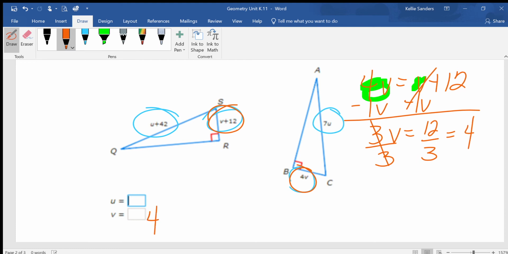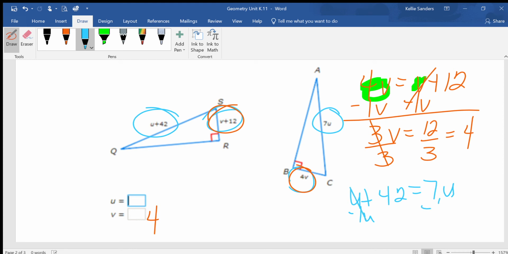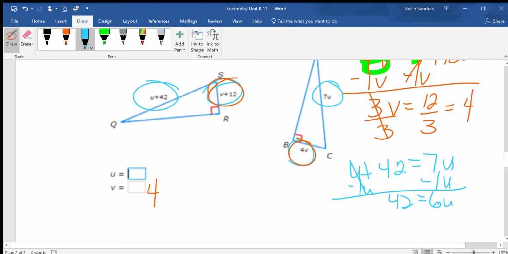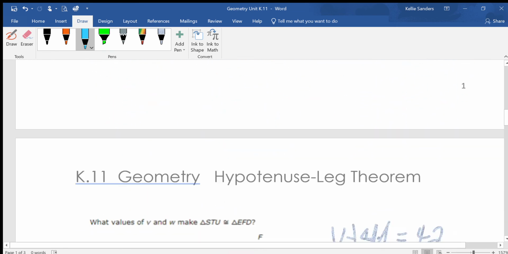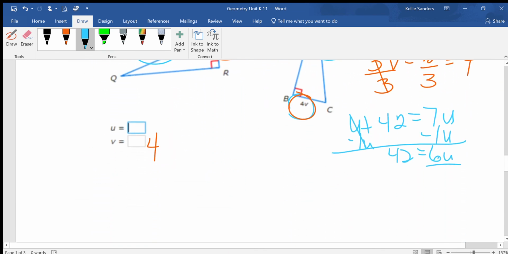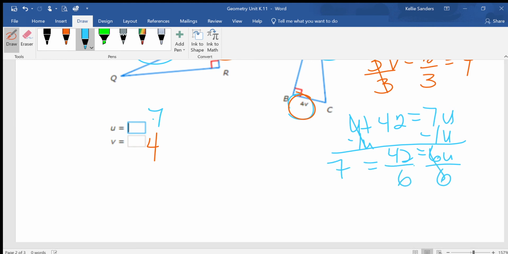So V is 4. U plus 42 equals 7U. We're going to subtract the 1U. We're going to subtract the 1U. 42 equals 6U. I'm going to scrunch up a little bit. And then divide by 6 and divide by 6, and U is 7. U is 7.